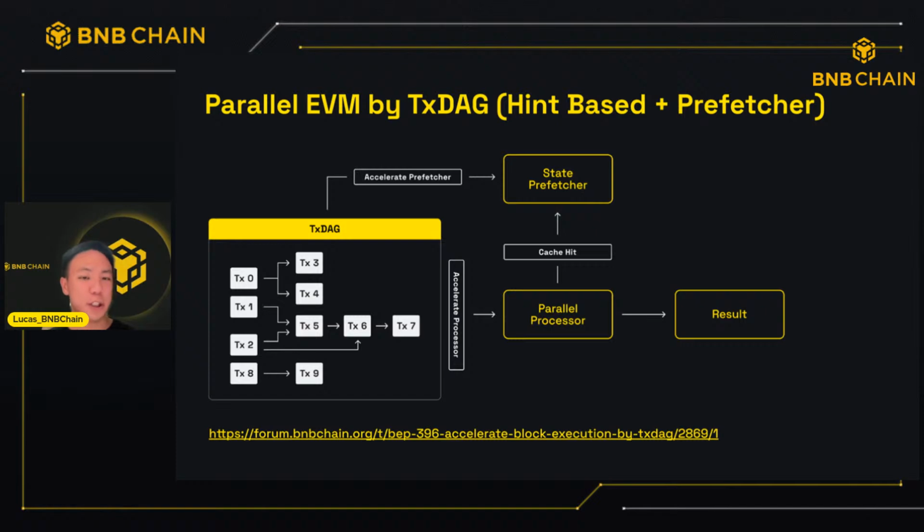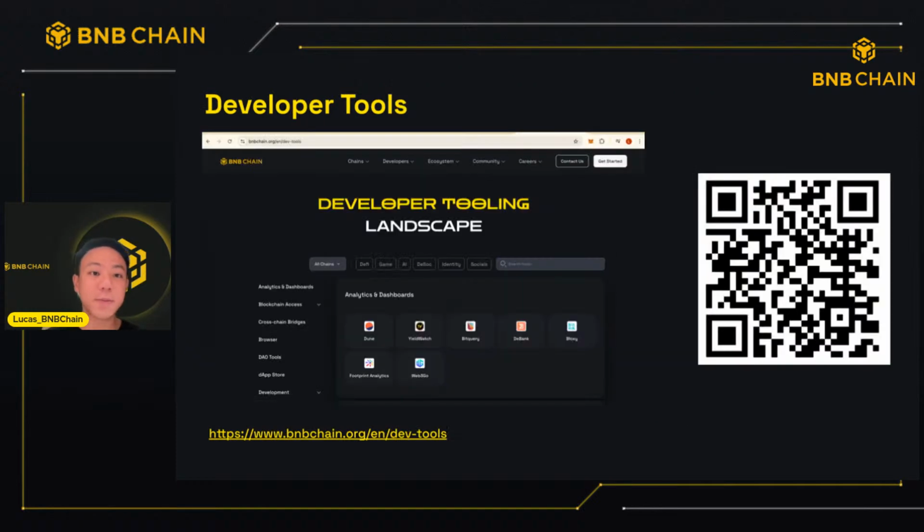With the transaction-directed acyclic graph, we'll be able to fetch according to the execution order on what can be executed first. The prefetcher will fetch, for example, transactions 0, 1, 2, and 8, and have them ready for the processor to use, increasing the cache hit. There's a link at the bottom, which is the forum URL regarding our BEP 396 on how we can accelerate block execution through transaction-directed acyclic graphs.